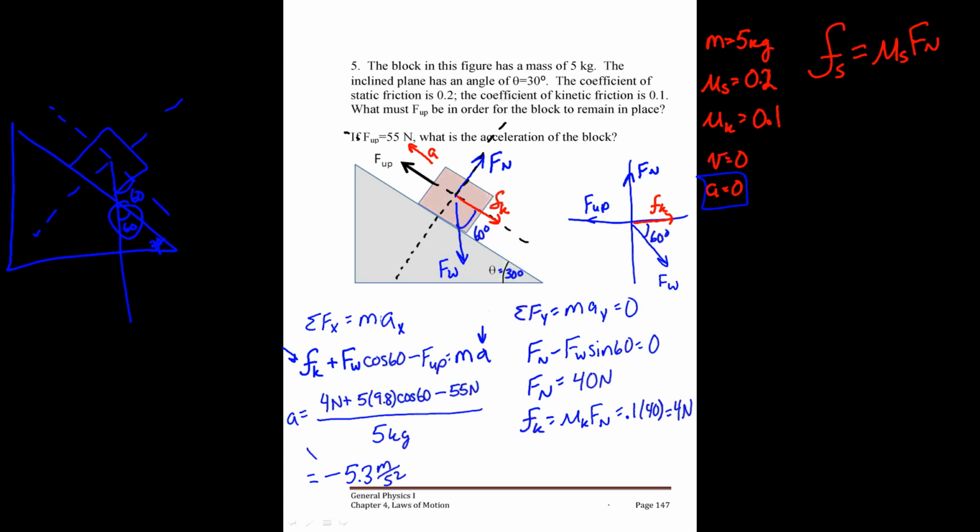So I want you to ask yourself the question, why does it come out negative? Because we've always said that our acceleration in this case is going to be in that direction, and we take left to be negative. All right, so the acceleration is minus 5.3 meters per second squared in the negative x direction.